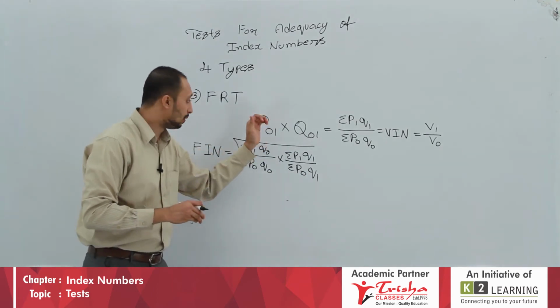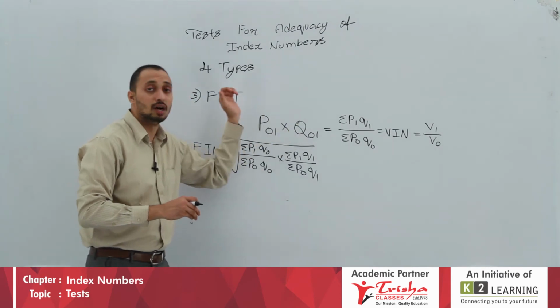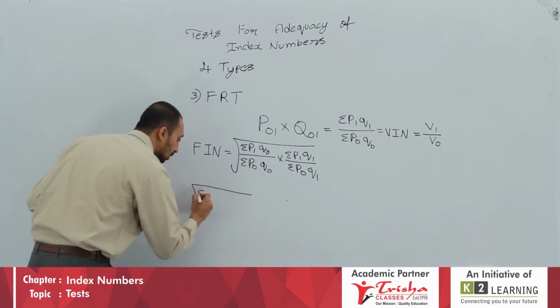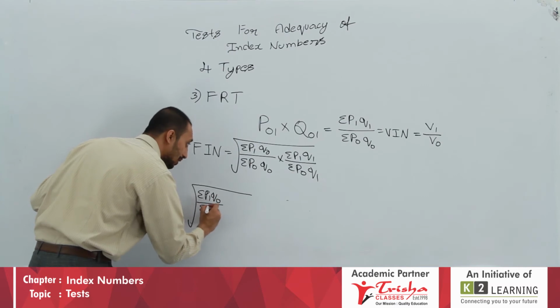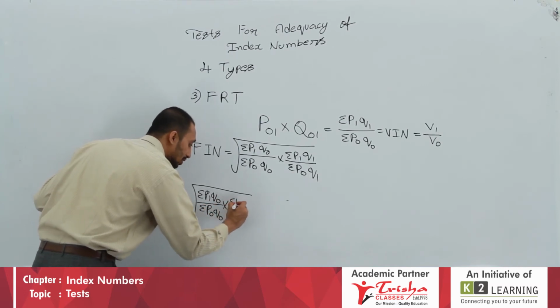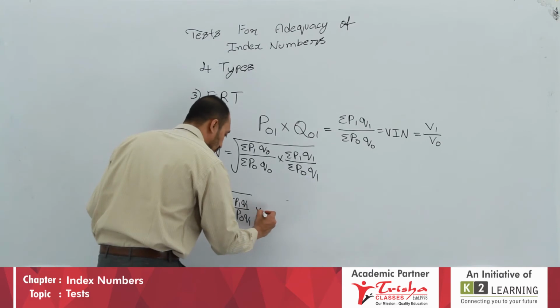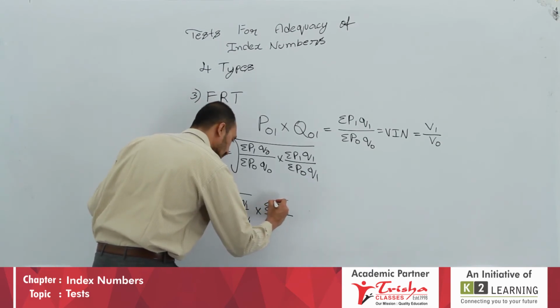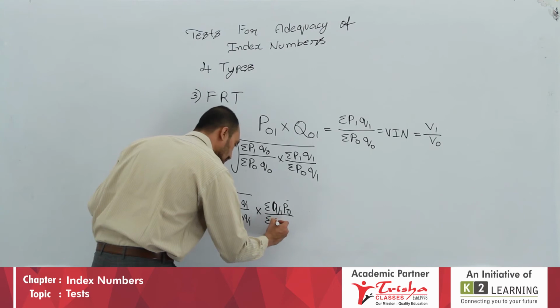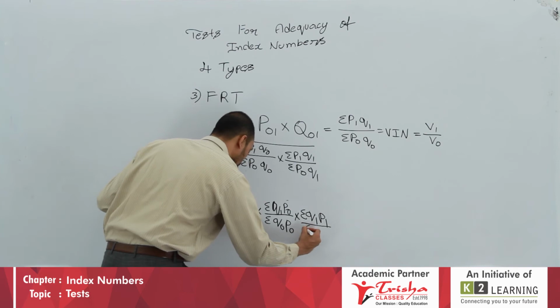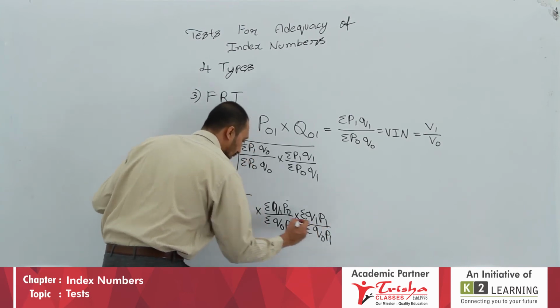But what is the difference between this formula and this formula? Here, wherever there is P, there will be Q here. Wherever there is Q here, there will be P on the other side. So if I take this formula, summation P1 Q naught divided by summation P naught Q naught into summation P1 Q1 divided by summation P naught Q1 is multiplied to summation Q1 P naught divided by summation Q naught P naught into summation Q1 P1 divided by summation Q naught P1.